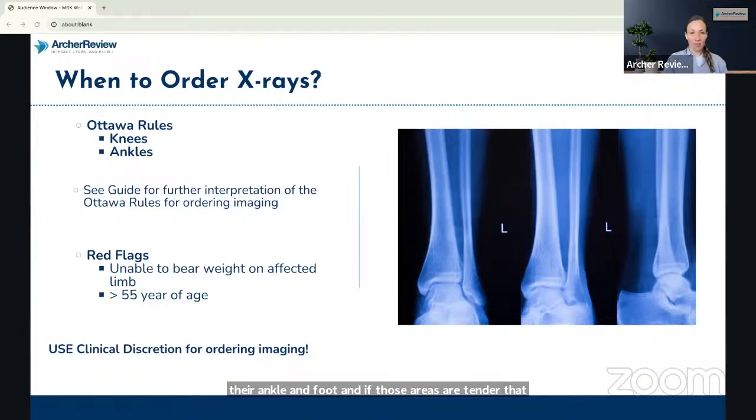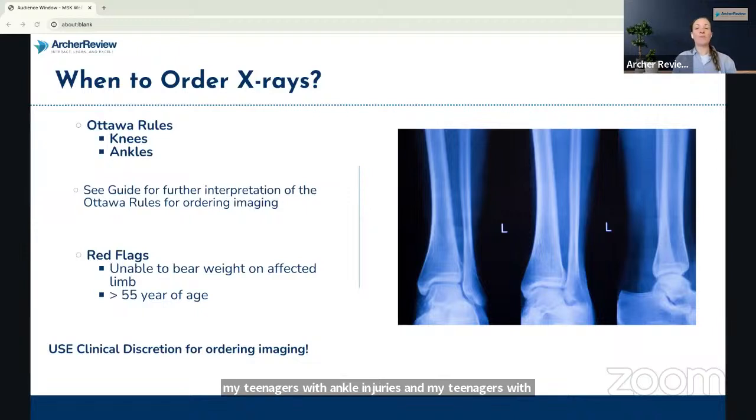However, a negative Ottawa rule doesn't mean we don't order an x-ray. You have to use some clinical discretion here to know when to order what, okay? The Ottawa rules also exist for knees. I commonly don't use that as much, but I use it all the time for ankle injuries and my teenagers with an acute ankle sprain in a soccer game or playing football, something like that, they come in.